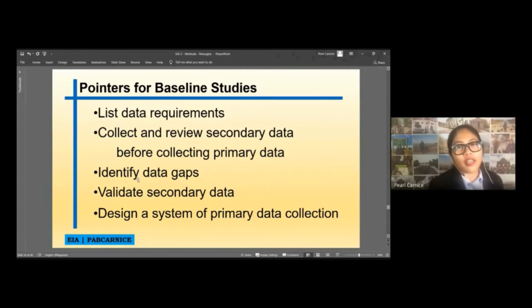And of course, validate secondary data, because even if there's already data, you still have to validate that. And of course, design a system of primary data collection. So if you will be doing, for example, water, what parameters will you be using? Are you going for total solids? Are you going for total hardness? Or are you going for turbidity only? So how are you going to design the system of primary data collection?